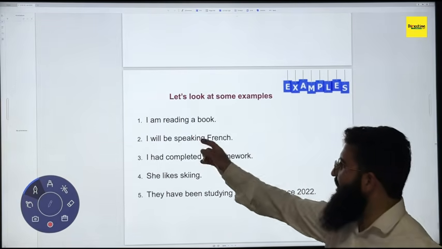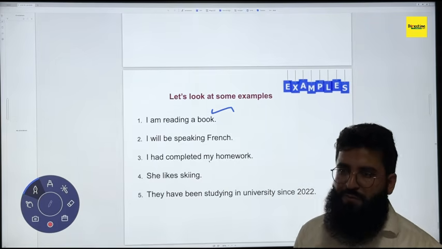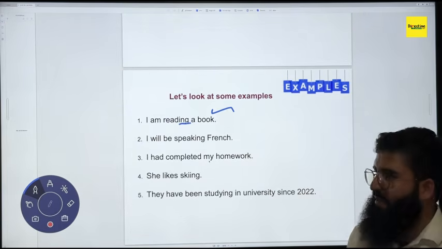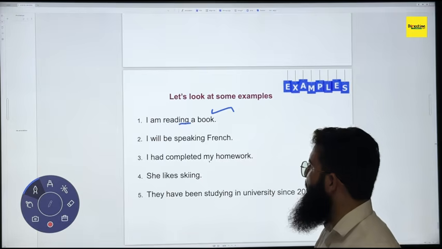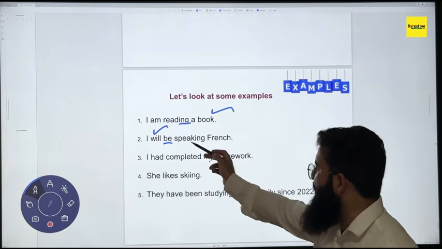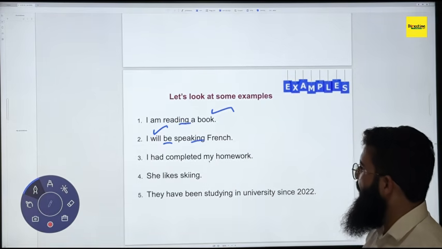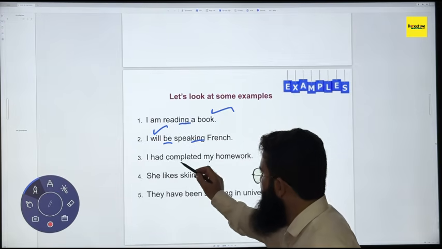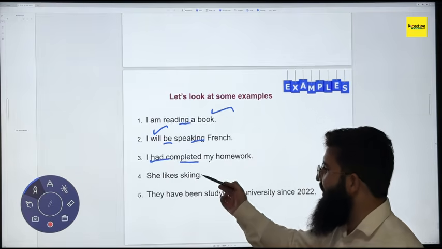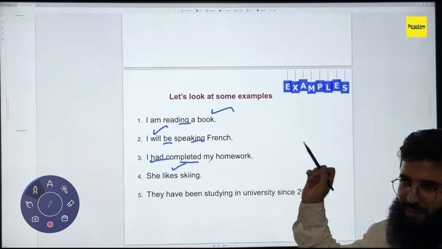Can you guess which tense it is now? Check the helping verb. Whenever there is ing form, you have to say continuous. That's correct. Present continuous. Which tense is this? Will shows future. B shows continuous. And this also shows continuous. There are two reasons why this is future continuous. Which tense is this one? Yeah, this shows perfect, third form, and this is used in past. Past perfect. Which tense is this? Present. Yeah, present simple. Your favorite is this S. You will recognize it with this S.